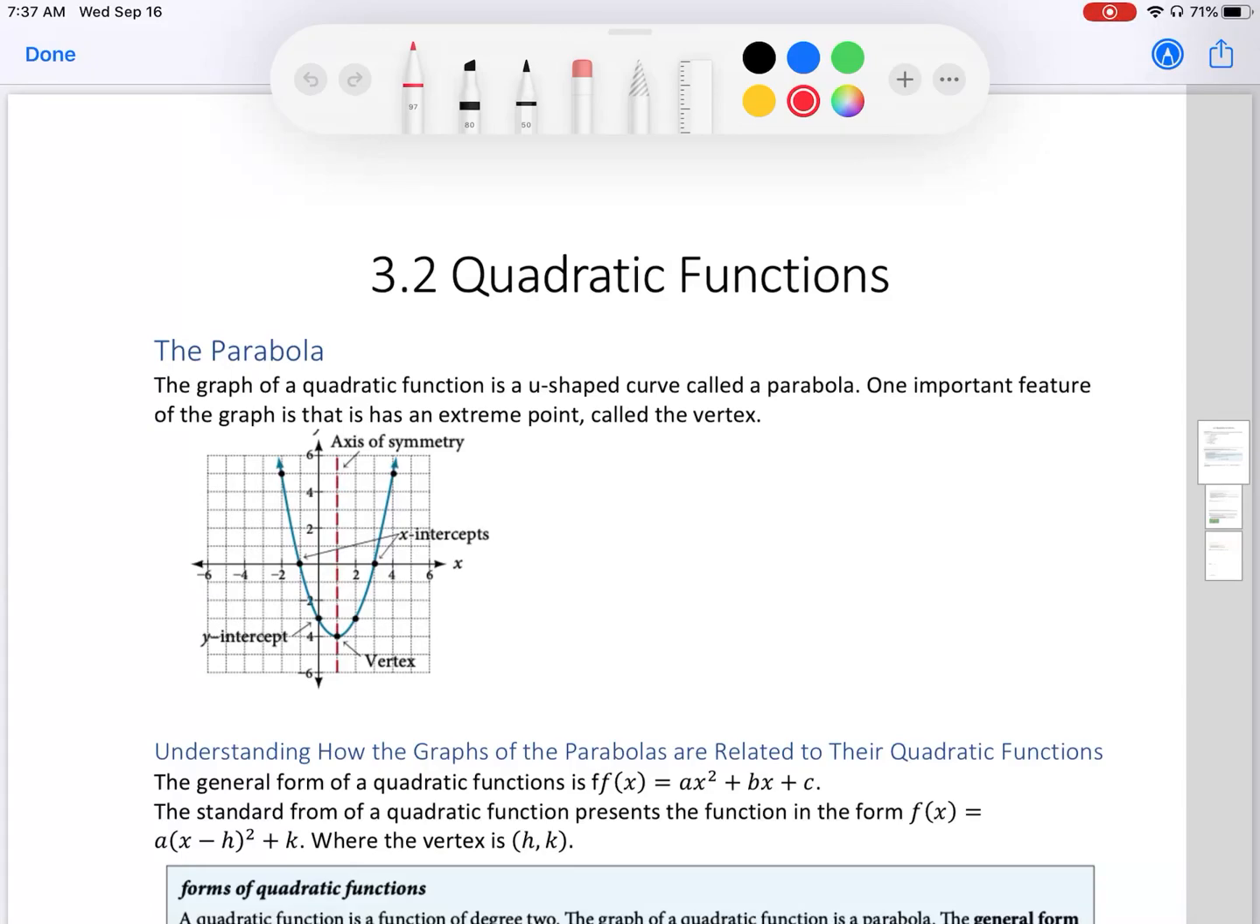Section 3.2 Quadratic Functions. Let's begin with the parabola. The graph of a quadratic function is a U-shaped curve called a parabola. One important feature of the graph is that it has an extreme point called the vertex. And when we're talking about the vertex, the special point is also always referred to as h comma k, where h is your x coordinate and k is your y coordinate.